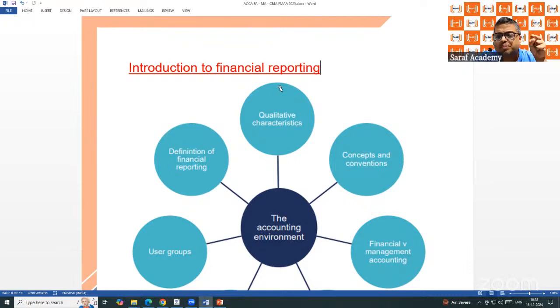Everyone has their own purpose. They are able to satisfy the purpose by looking at the financial statements of the company, by looking at the summary financials of the company.